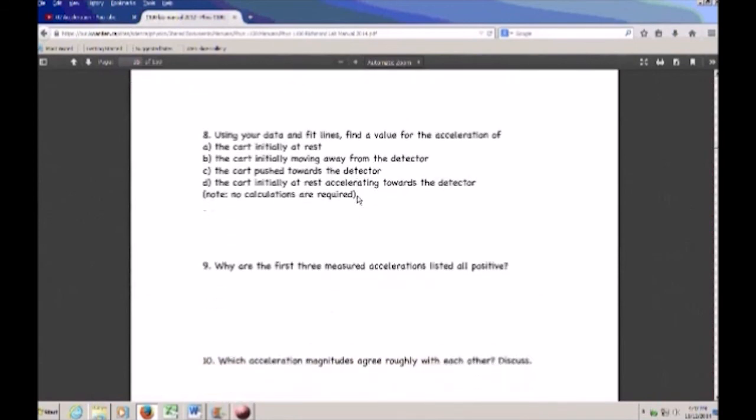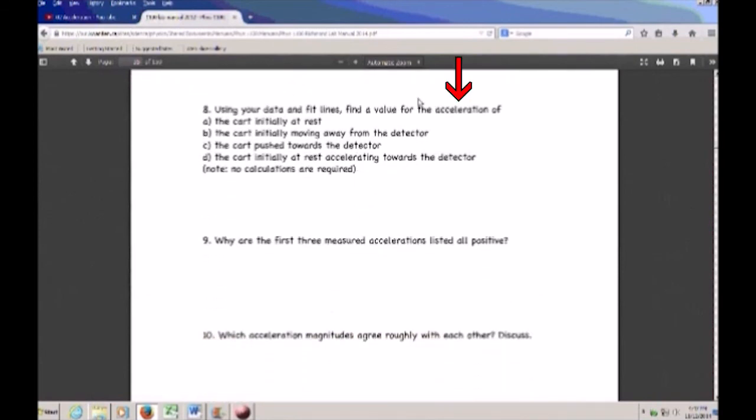Question 8 says, using your data and your fit lines, find a value for the acceleration for the 4 cases that we studied. By the time you get here, you've already got these numbers. You should not need to do any calculations. You should be able to just write down the numbers.